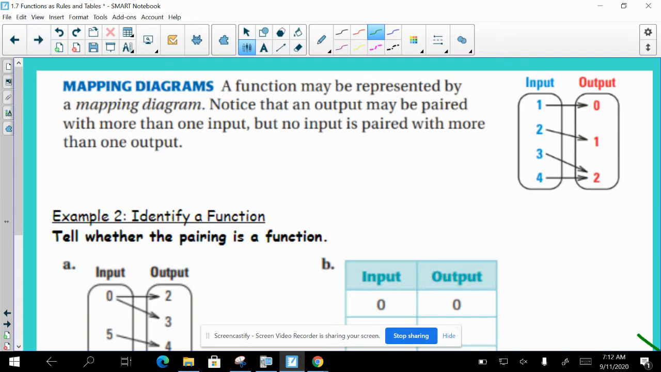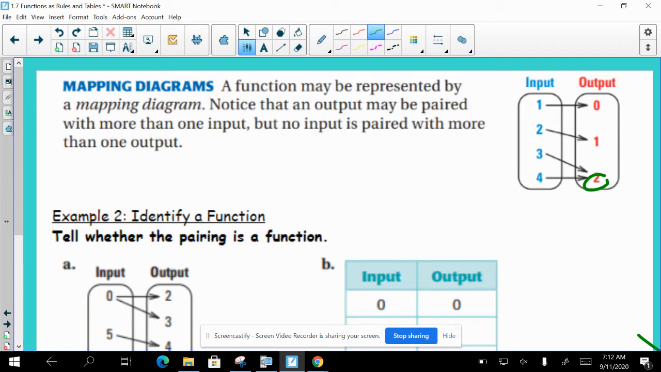So this is what we call a mapping diagram that you saw on the first slide. A function may be represented by a mapping diagram. Notice that an output may be paired with more than one input. For example, 2 is paired with 3 and 4, but no inputs are paired with more than one output. So 1, 2, 3, and 4, you don't see any of these numbers in the inputs repeated.